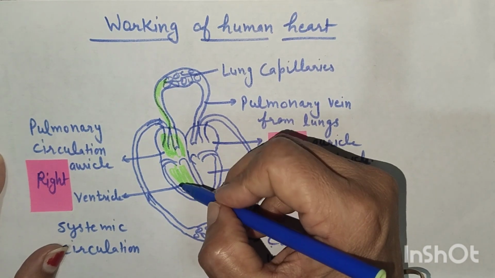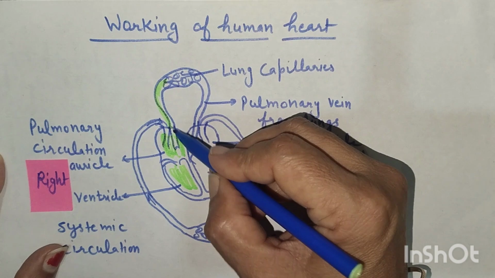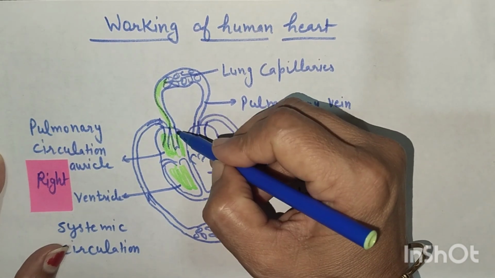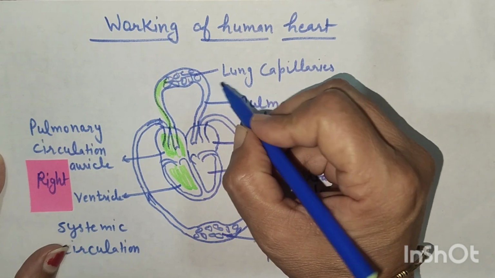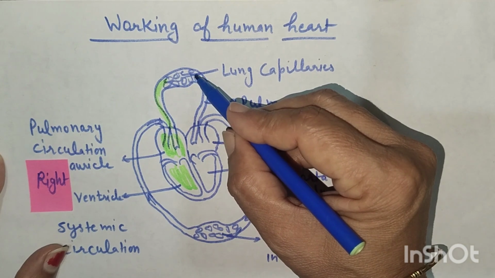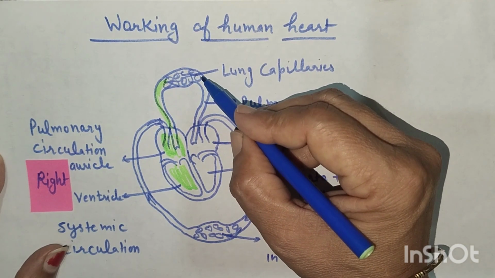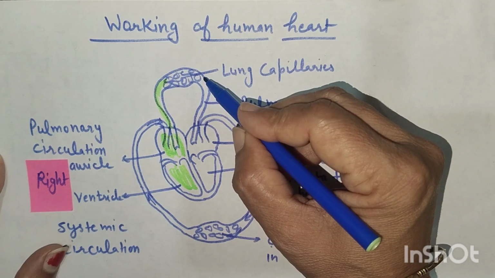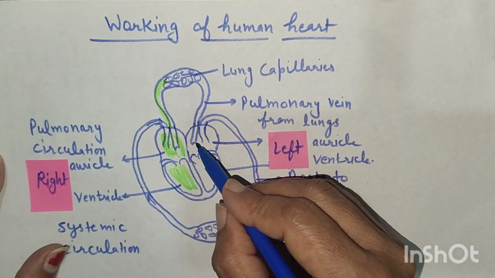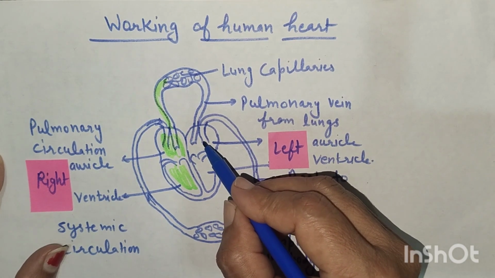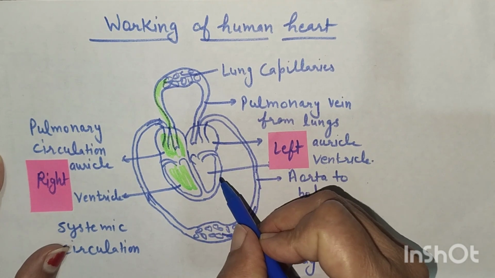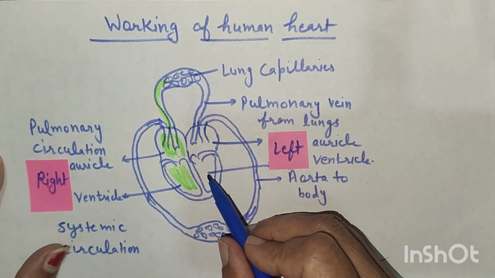From this, the blood from the pulmonary arteries went to the lungs. Then this blood went to the lungs for purification. Purification means deoxygenated blood mixes with oxygen and becomes oxygenated blood. Now it is the pure blood, or oxygenated blood. Now oxygenated blood comes to the left auricle.